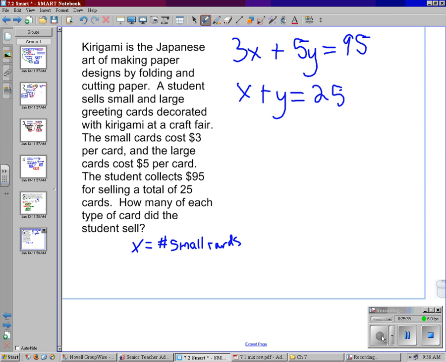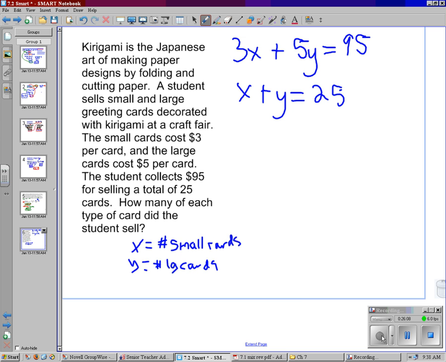Thus, Y is going to be in reference to what, please? Spencer? The number of large cards. That way, if I look at your problem on a test or quiz, I can see what you're referencing. Then when you get your answer, you should have small cards and large cards as your labels on your answer. Any questions in regards to the equations?